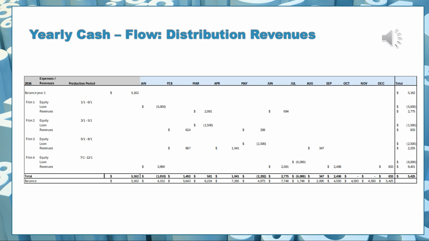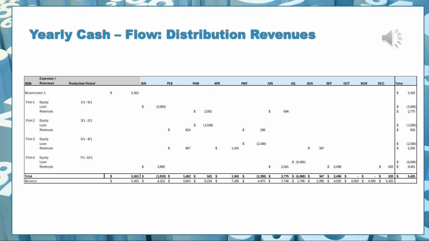Now in February, I'm generating revenues of 1,492,000, which increases my overall balance that year to 5,643,000 in the month of February. In March, I'm paying again a loan, but I'm also getting some revenues.